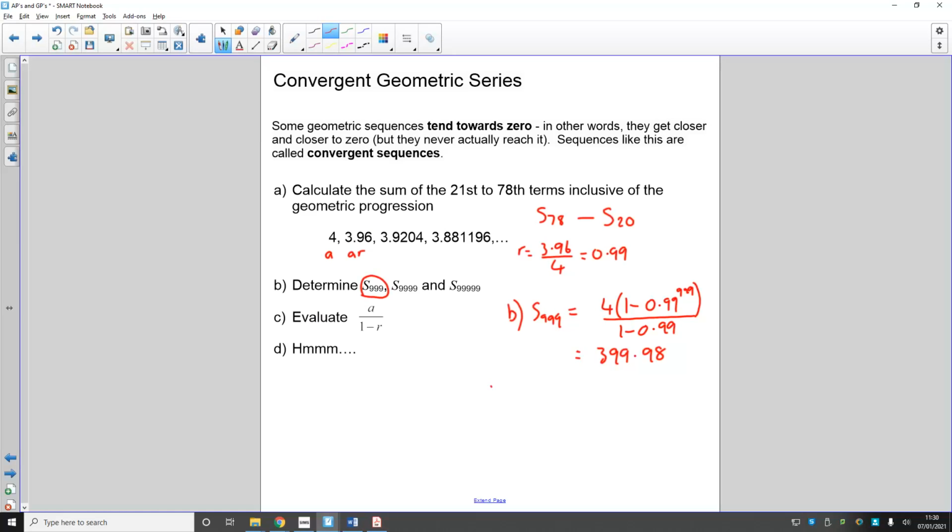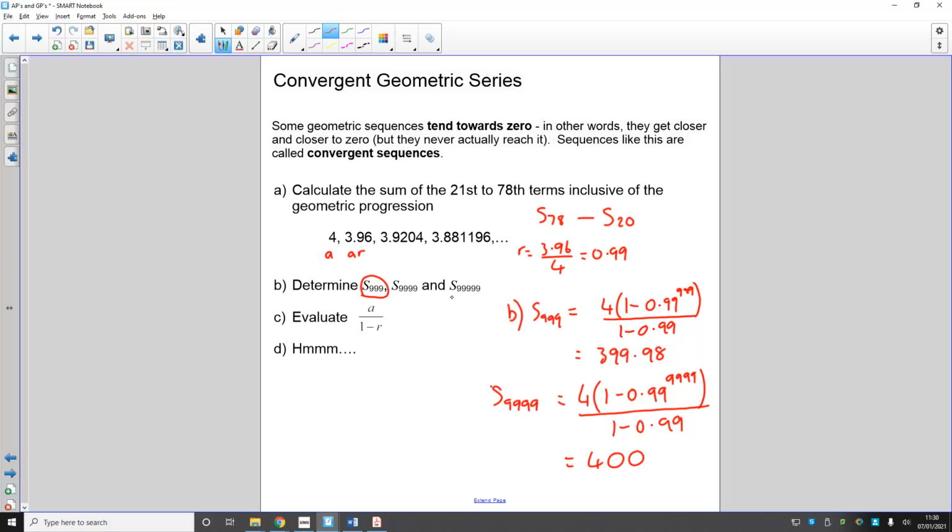What about the sum of the first 9,999 terms? Well, again, it's just a simple arrow back into your calculator to change the power on this one. So just changing the power here to 9,999, and that's over 1 minus 0.99. Hopefully this time you'll see that it equals 400.